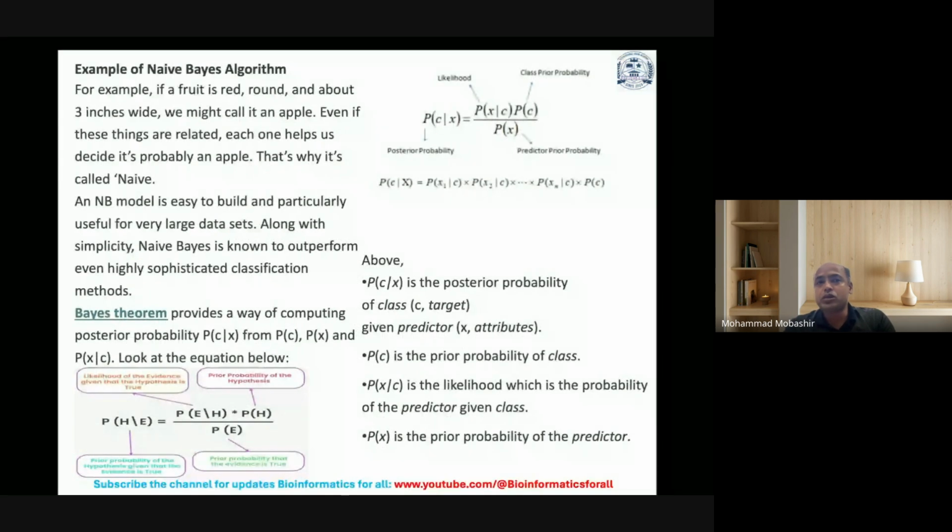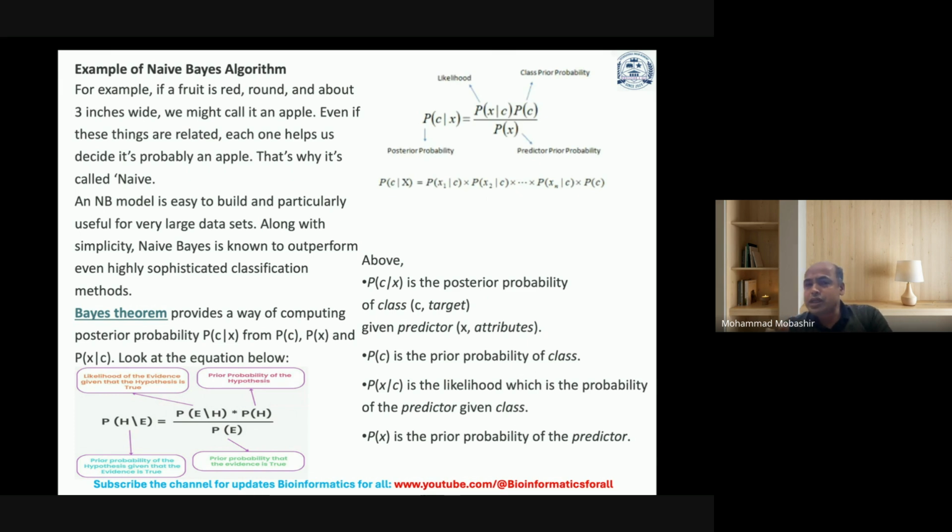Now, examples of Bayes algorithms. For example, if a fruit is red, round, and about 3 inches wide, we might call it an apple, even if these features are related. Each one helps us decide it's probably an apple. That's why it's called naive. A naive Bayesian model is easy to build and particularly useful for very large data sets. Along with simplicity, Naïve Bayes is known to outperform even highly sophisticated classification methods.